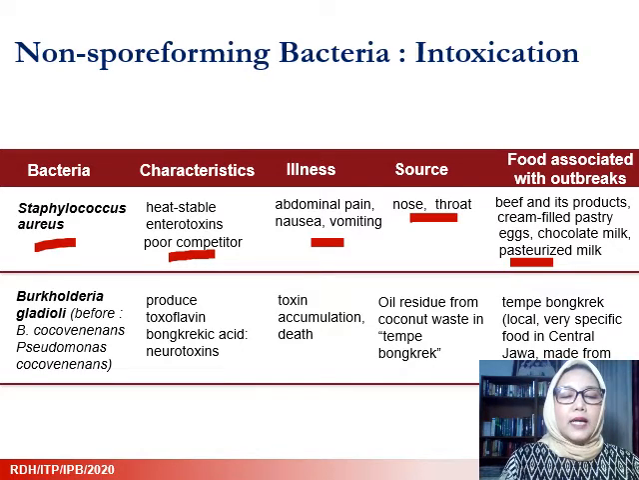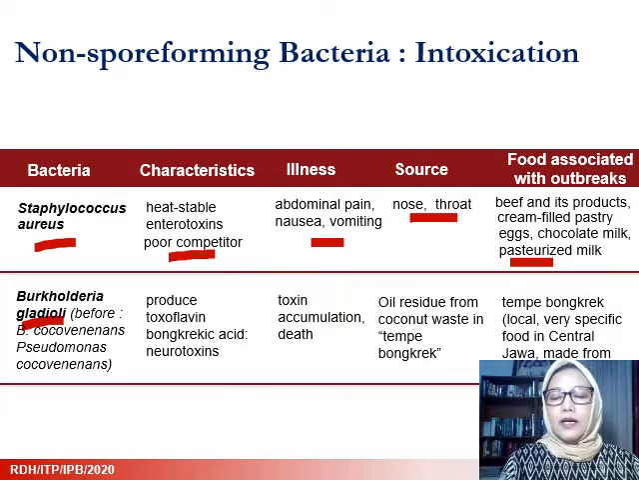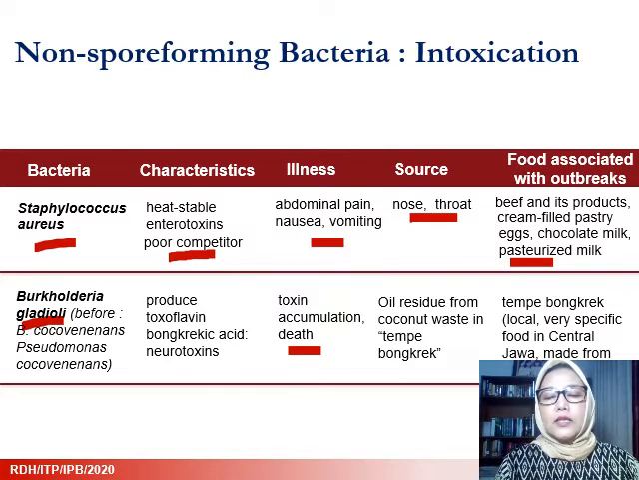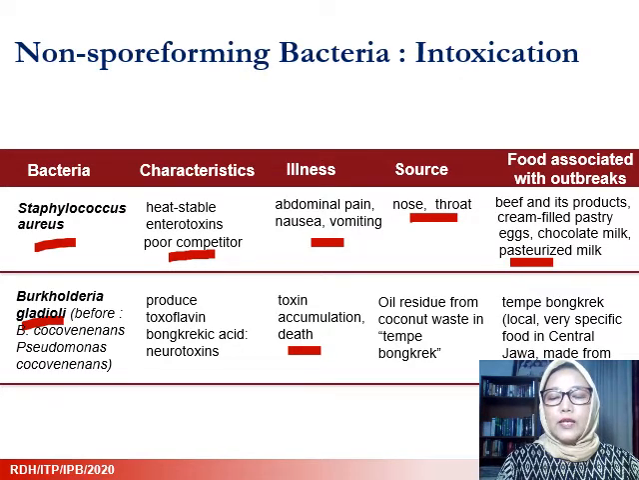The other bacteria that can cause intoxication is Burkholderia gladioli. They produce toxoflavin and bongkrekic acid. Both are neurotoxins that attack the nervous system. The toxin accumulated in the body can cause death, and this toxin has been exclusively associated only with tempe bongkrek, that is a fermented food made from coconut waste, and is a very local, specific food in Central Java, South Central Java.